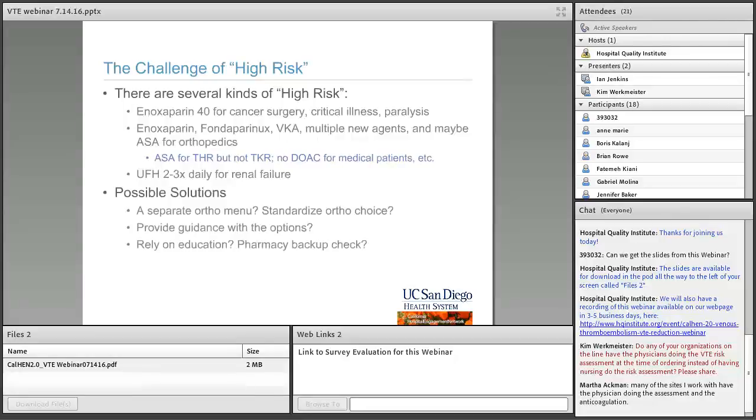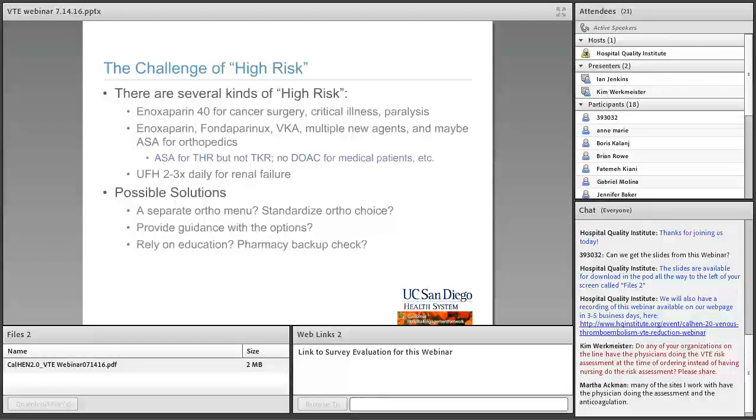So how do you handle the complexity of the high-risk patients? Well, one is to carve out an orthopedics menu. So everyone gets admitted to the hospital, sees the same screens except the ortho patients. That's helpful. Another thing to do, if you can, and many hospitals cannot do this, is to get all the orthopedists to agree on a strategy. If all the orthopedists agree to use enoxaparin, it's fantastic. Then that'll be your strategy.